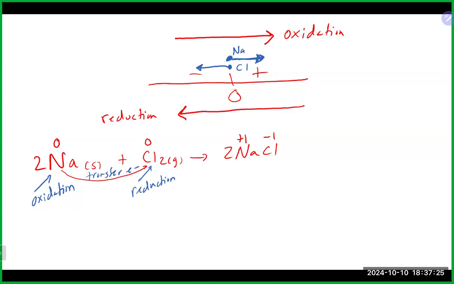That works great if you're doing metals and non-metals together, but we don't always do metals and non-metals together. Let's just say on one side of the arrow, I had iron 3 chloride, and on the other side of the arrow, I had iron 2 chloride. Is the iron being oxidized or reduced in this case?